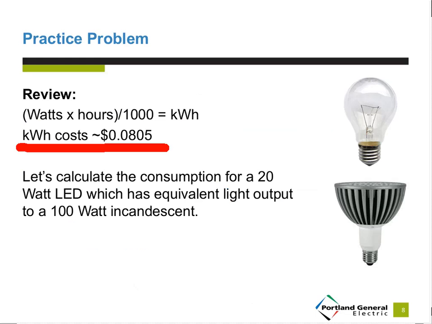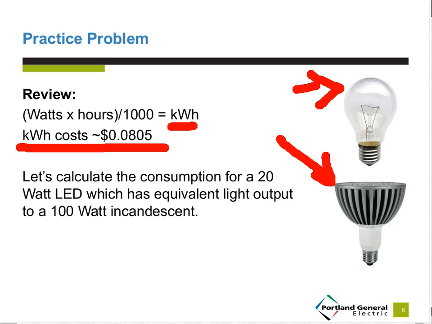So we just talked about that kWh: watts times hours divided by 1,000 to get the kWh, and then you multiply it by the amount that we charge per kWh. So let's calculate the consumption for a 20-watt LED and compare it to the old school incandescent.